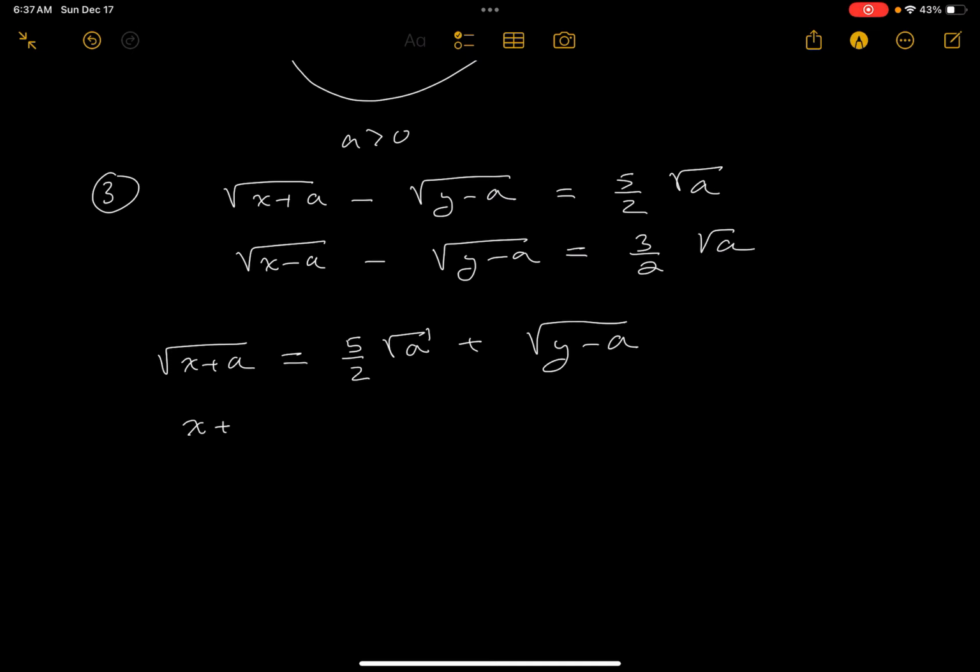X plus a, that's an easy thing to square, by the way. The other side, a little more complicated to square, but I can do it. You get 25 quarters of an a. Then you're going to get y minus a, just squaring both of those terms. And then it's going to be plus 2 times 5 over 2 root a, the root of y minus a.